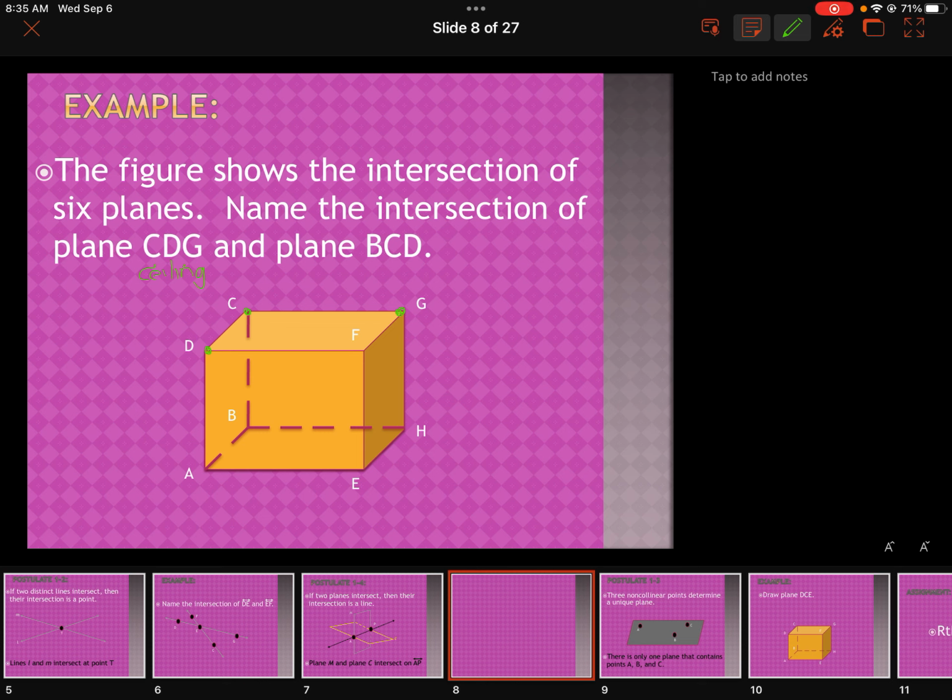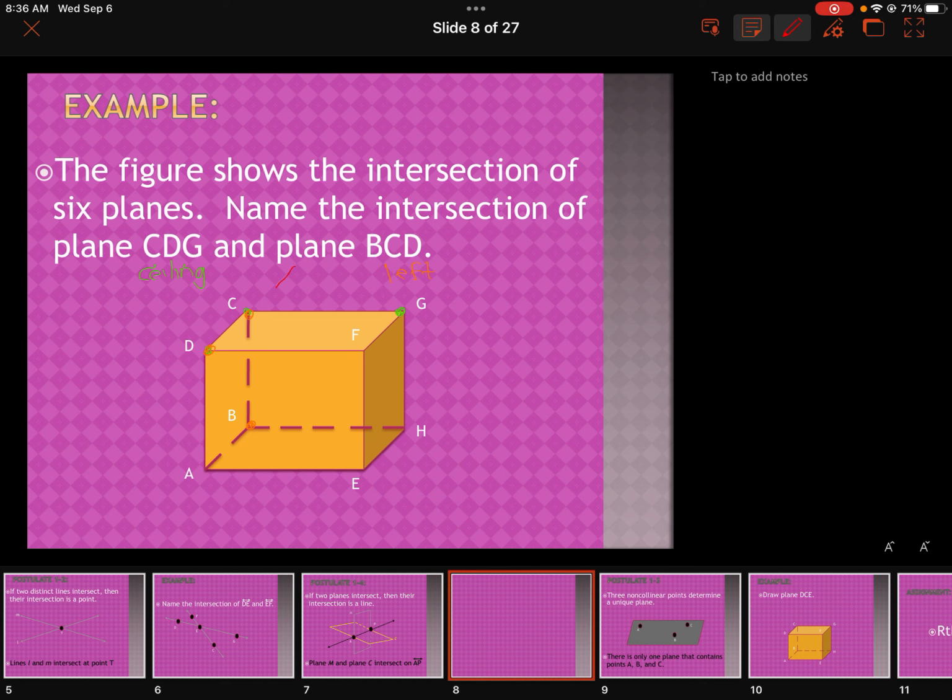Plane BCD, I'll use a different color. I'll use orange. Those 3 points live on the left wall. Does the ceiling touch the left wall? Sure it does. It doesn't touch it once. It doesn't touch it twice. It touches it infinitely many times in the shape of a line.